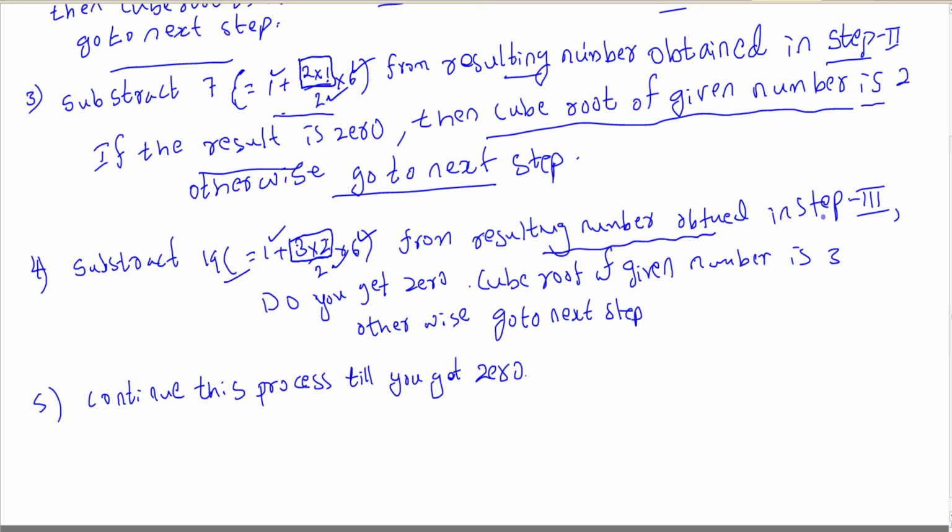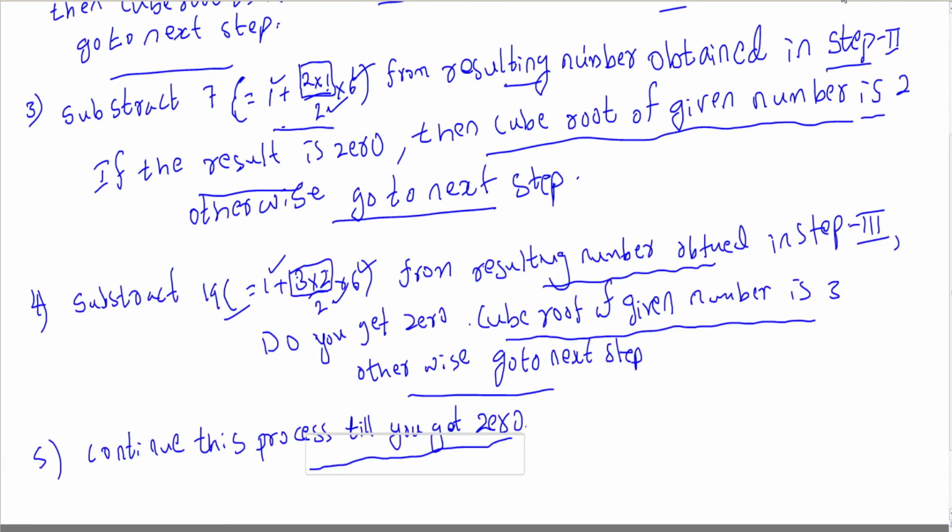In this step, if you get 0, the cube root of the given number is 3. Otherwise, go to the next. Continue this process till you get 0. I will give an example so you can easily understand.